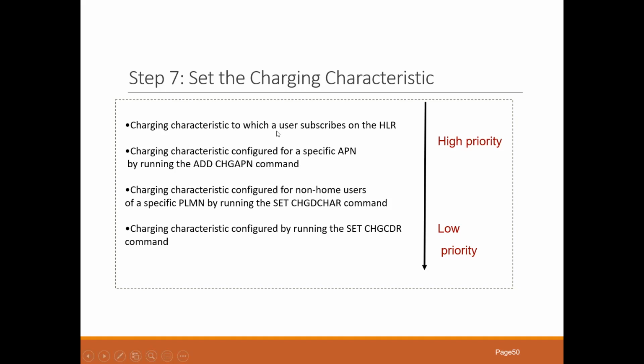If nothing is specified there, then the charging characteristics configured in your APN have the priority. If this is also not specified, then the charging characteristic for non-home users or a specified PLMN, set using SET CHG DCR, takes priority. And even if this is not configured, then the characteristics configured using the SET CHG CDR command take effect. So it's downward priority, the highest being from the HLR and the lowest being what is configured on your SGSN.